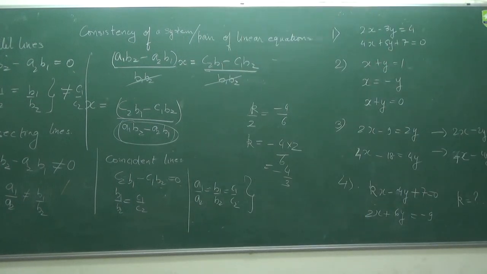Could you repeat the question? Find the value of k so that this system of linear equations has a unique solution. The equations are 2x minus 3y equals 1, and kx plus 5y equals 7.